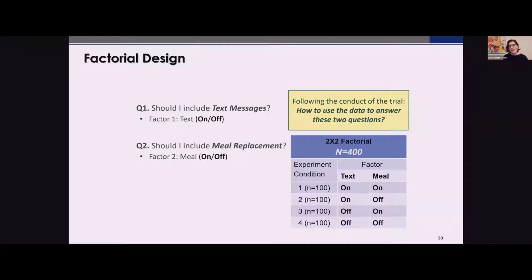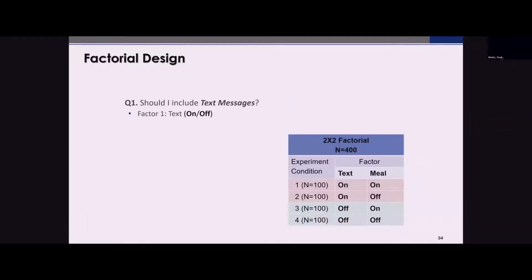And the answer is by estimating main effects. So what is a main effect? A main effect is the effect of each factor averaging over the levels of the other factors. So for example, to answer question number 1, should we include text messages in our intervention? I will estimate the main effect of factor 1 by pooling outcome information across the 2 conditions in which participants got text messages, and I will compare it to the 2 conditions in which they did not. I want you to notice that this is a comparison of half of my sample versus the other half, just like in a 2-arm trial, right?